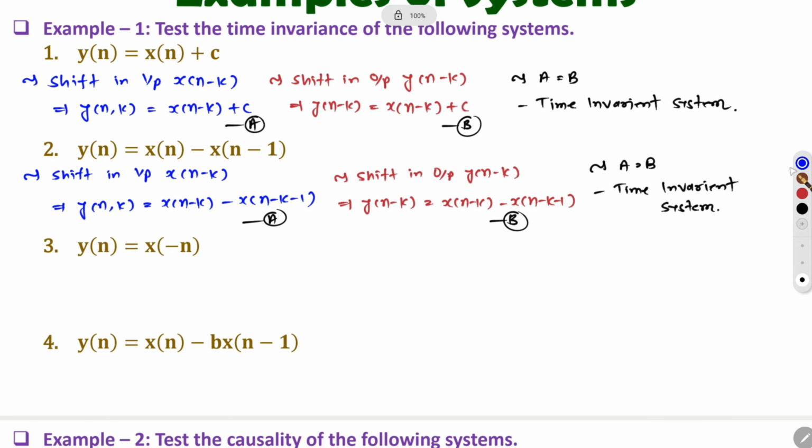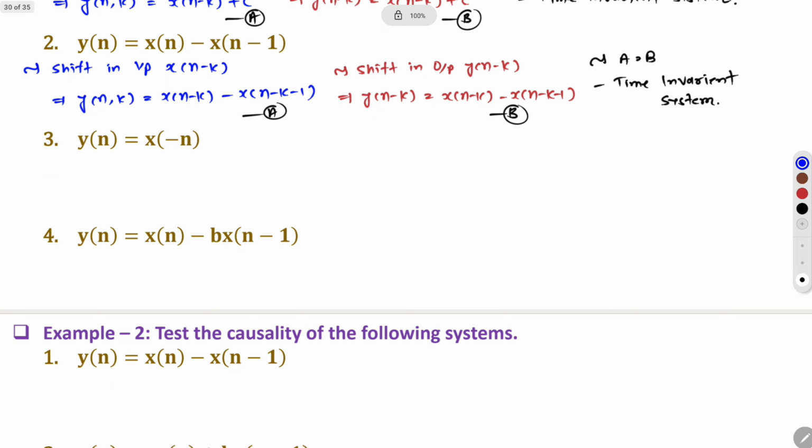Now let us identify the third system. So here in the third system, we will provide a shift in input. So now the input will be x of n minus k. In that situation, the output will be y of n comma k. So here you see we have x of minus n. So with x of n, we provide a shift as per minus k. So here with x of minus n minus k, that will be the case which we have. By minus k, we provide delay.